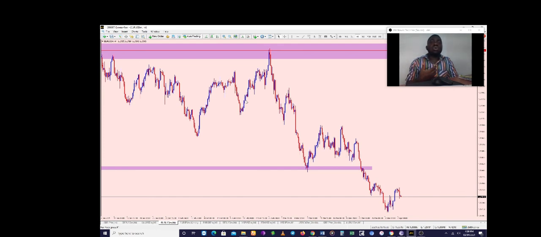Right guys, I could go on and on with other pairs. I can also look at Aussie dollar. I can look at dollar cad. So these are the two exemplary pairs that I can use to draw support and resistance.